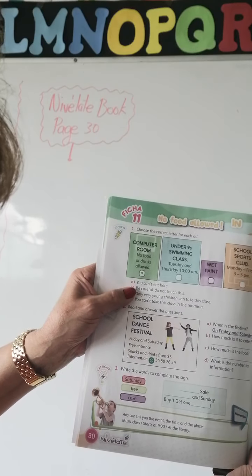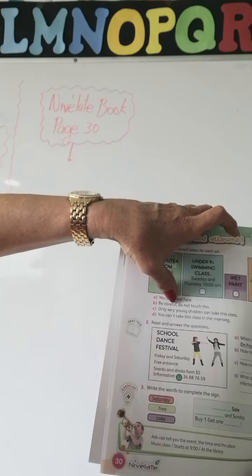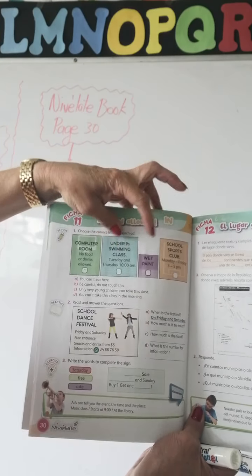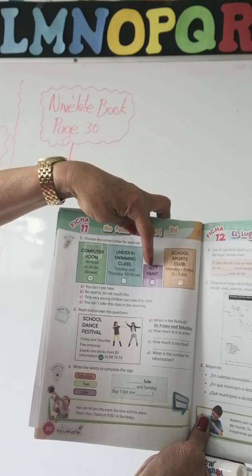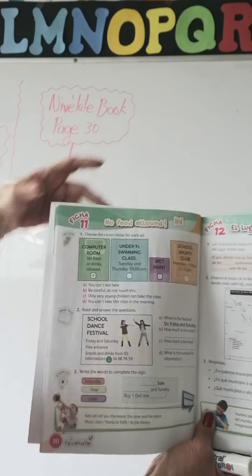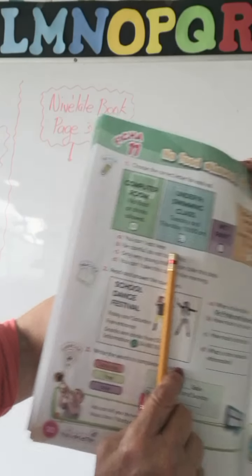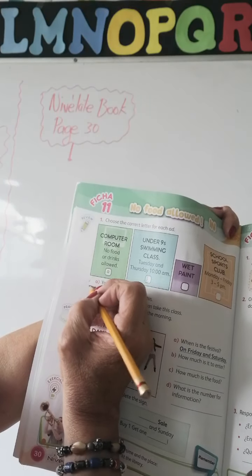But you read at home, kids, too. Be careful. Do not touch this. Ten cuidado de no tocar esto. What do you think? This one? This one, pintura mojada, kids. Ten cuidado de no tocar esto. With paint. So, letter B. Okay, letter B in this box. Okay, I have here my letter B. Okay, and we did this and this.